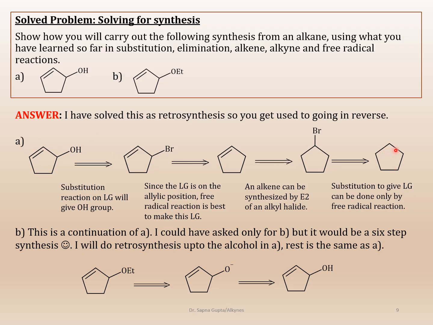So forward would be alkane, and then you have to get a halide on there. Once you know you have to get a halide, you have to get a double bond on there. Then when you have the double bond, after that you have to get an allylic halide on that, because that's where this group is. And then we just made this one from the previous slide, which is just a substitution reaction, okay?